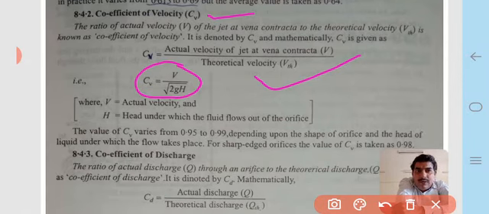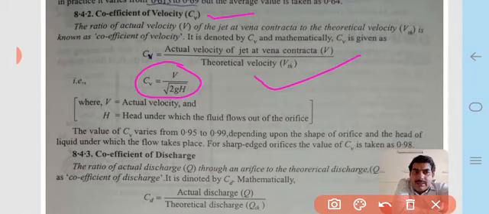The value of the coefficient of velocity is taken between 0.95 to 0.99, and for sharp-edged orifices the value is taken as 0.98. Okay. The higher part of the range is taken, that is 0.98, just near 0.99, or approximately 1.